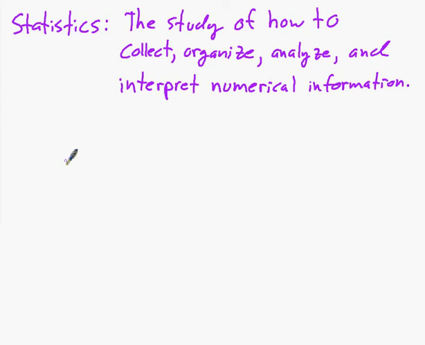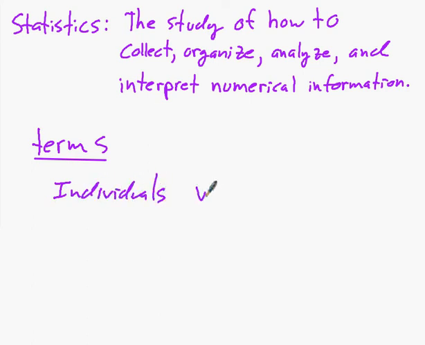So the next step is figuring out what are some of the key terms. When we want to study anything really, for example, we could study the students here at this school. Well, what we have is the individual or individuals versus variables. Right? And we need to be able to distinguish between the two.